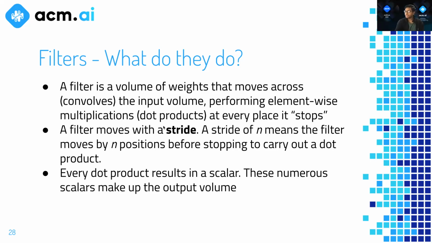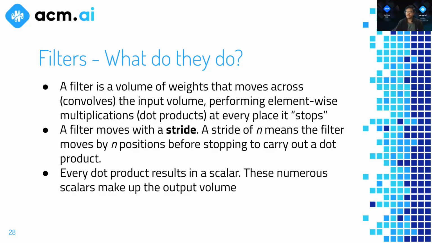As these filters move across the input volume, they perform element-wise multiplications, essentially a dot product, whenever they stop. So let's say the filter stops at a certain part of the input image, focusing on a certain portion of it. A dot product is taken between the filter values and the corresponding pixel values of the image.